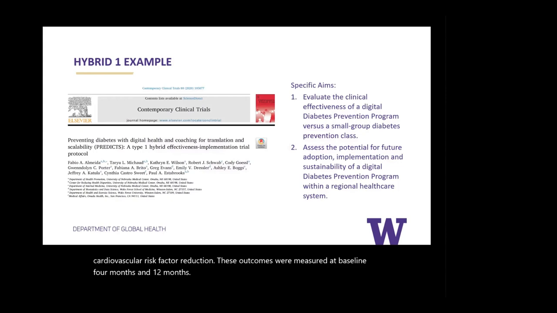So this sounds a lot like an intervention trial or an effectiveness trial, but there's a secondary aim here that makes it a hybrid 1 trial. The secondary aim is to assess the potential for future adoption, implementation, and sustainability of the digital version of the diabetes prevention program within a regional healthcare system.